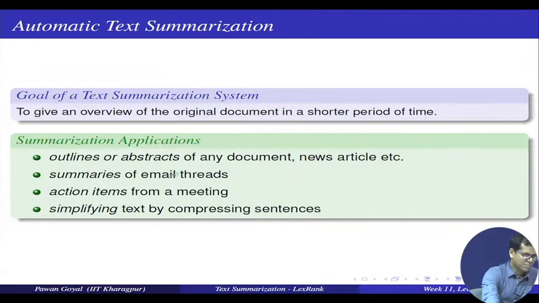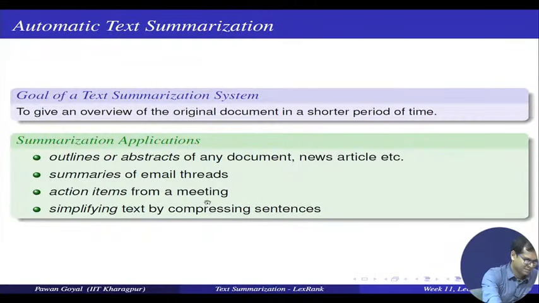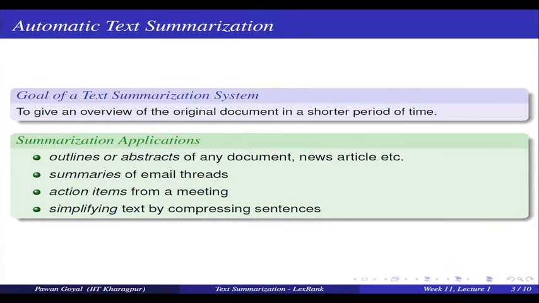Then you can talk about summaries of email threads. There are email threads between customers and different agents for a particular product. It can be about a particular research task where you have a lot of conversations, and you want to find out the important points from this big email thread. You can talk about summarizing meeting minutes, action items from a meeting, or you have a lot of sentences and you try to combine them and compress information from there. So there can be many different applications that you can think of for text summarization.